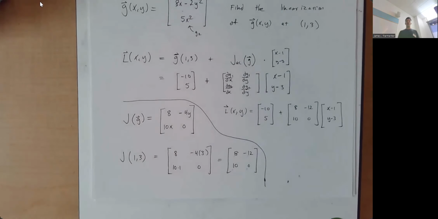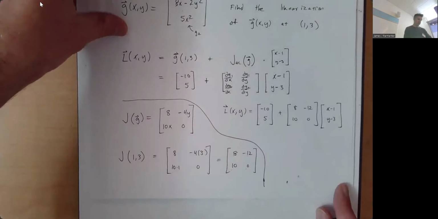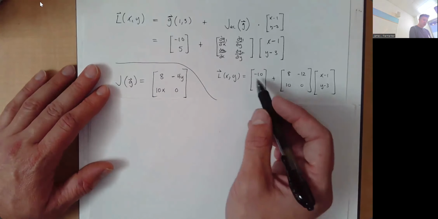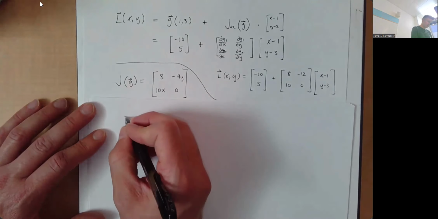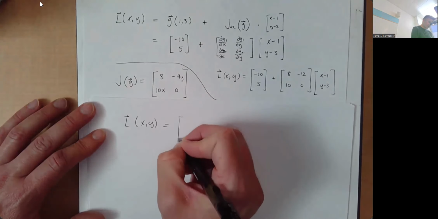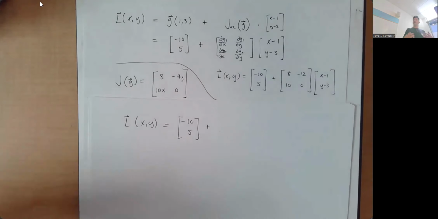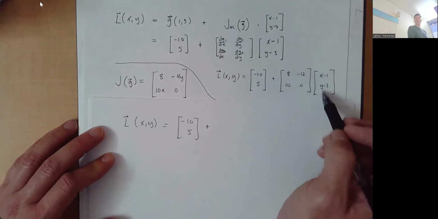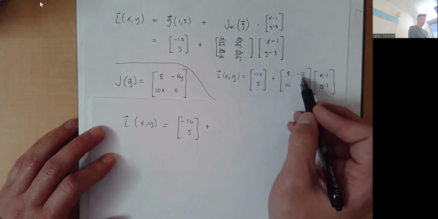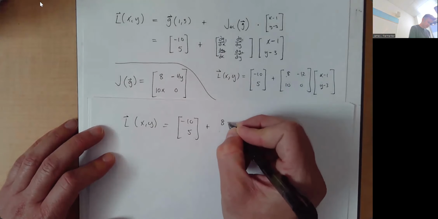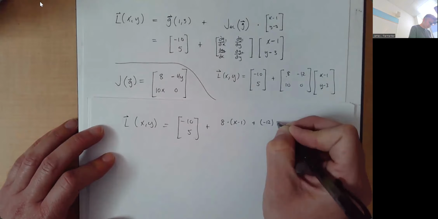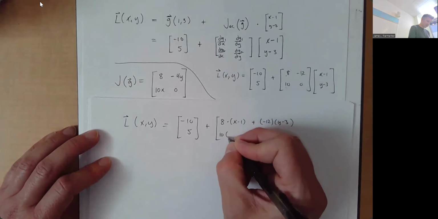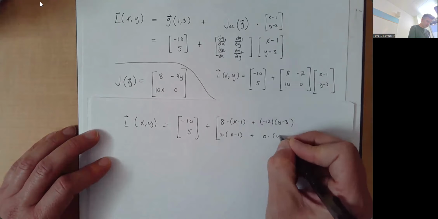But let me write it out for you the long way so you can see the same thing we saw before. All right, I'm going to leave that up there. So if I was going to write this out the long way, here's what I'm really getting. I'm going to write the first row first. So my linearization, I've got negative 10, 5 plus, when you do matrix multiplication, it's the rows of this matrix dotted with the columns of the vector there. So it's 8 times x minus 1 plus negative 12 times y minus 3. And then you go down to the next row and you get 10 times x minus 1 plus 0 times y minus 3.